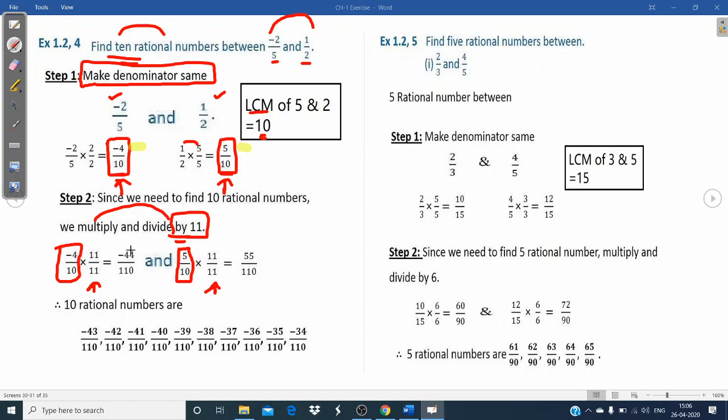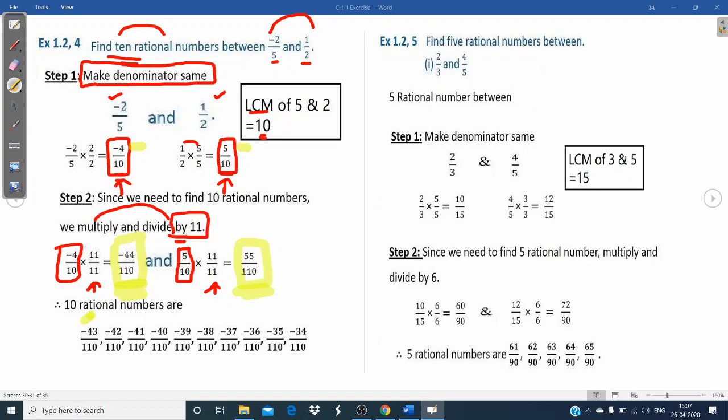So this number will be what? Minus 44 by 110 after multiplying. Here 11 5s are 55, 10 into 11, 110. Now again you will see here also the denominator is the same, 110. Here also the denominator is the same, 110. And between -44 and 55, you can easily write 10 rational numbers.